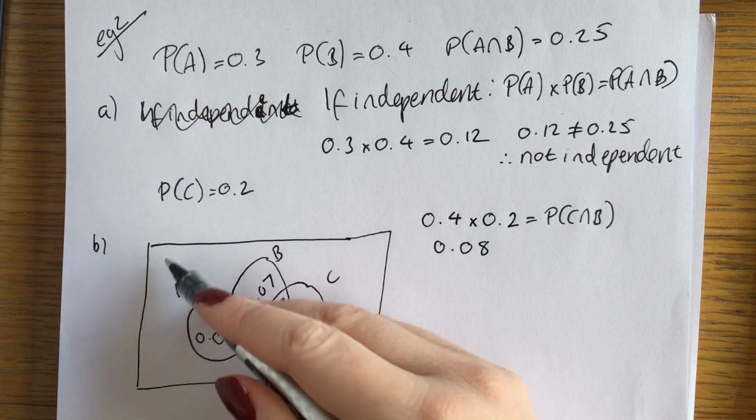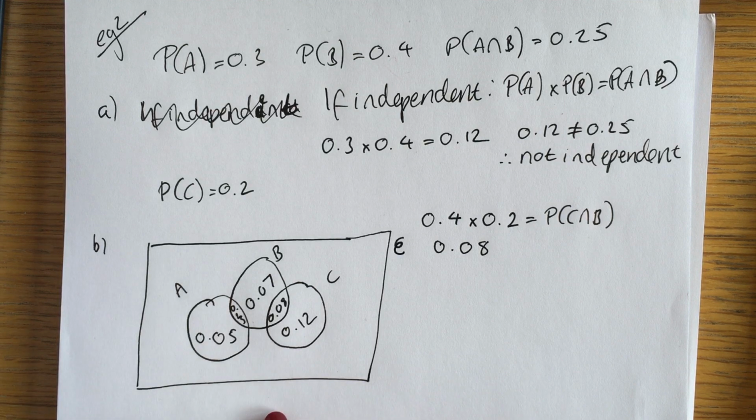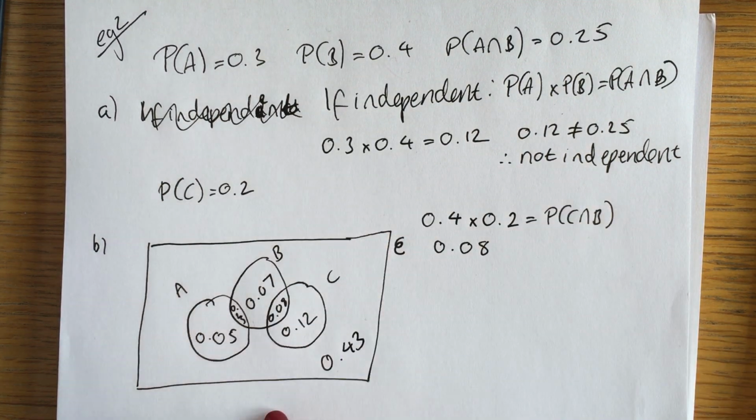I have to have my probabilities add up to 1 because this is my universal set. So I need the probability of none of those happening. I'm just going to add together all the probabilities that are written in my diagram, which is 0.57. So therefore, the probability of none of those things occurring is 0.43.